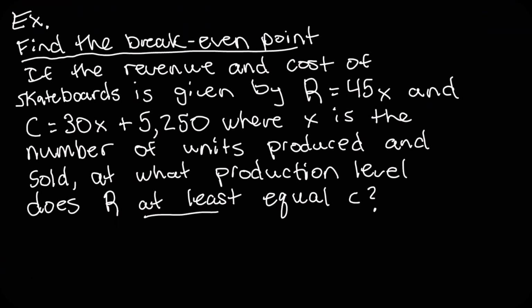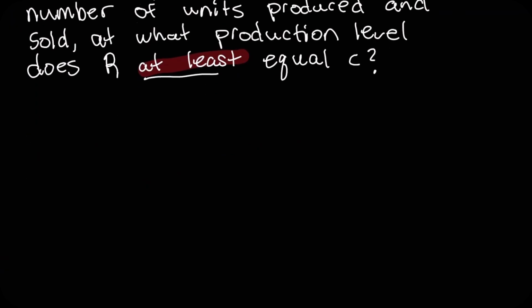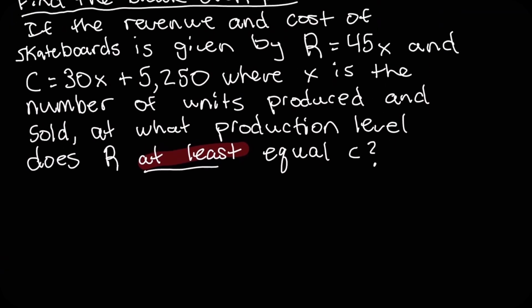Another example: we want to figure out what the break-even point is. So if the revenue and cost of skateboards is given by R = 4x and C = 30x + 5,250, where x is the number of units produced and sold, at what production level does R at least equal C? "At least equal to C" is going to be a key phrase that we need to remember here. So let's go ahead and set up our equation.